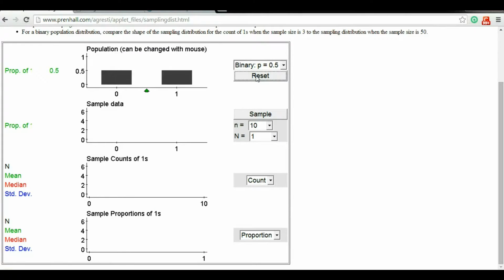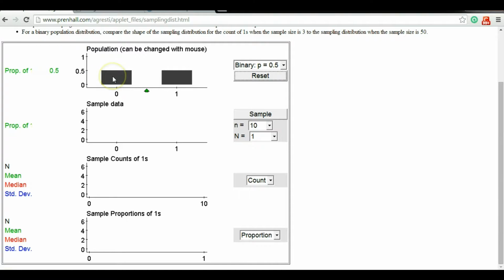Okay, so what we're looking at here is a sample distribution for a proportion. Let's say that in our population up here, 50% of people like Powerade and 50% of people like Gatorade.